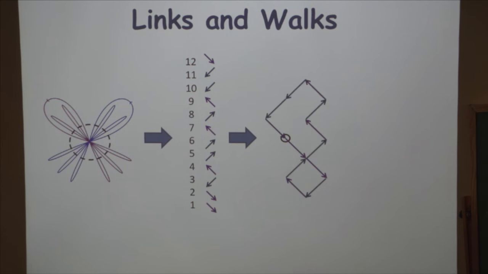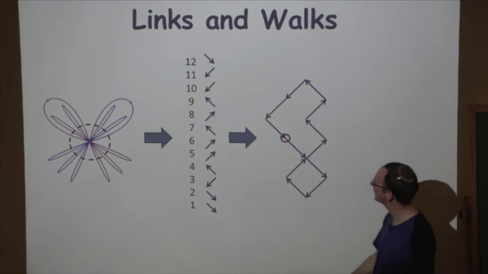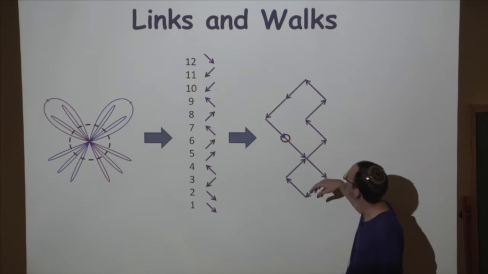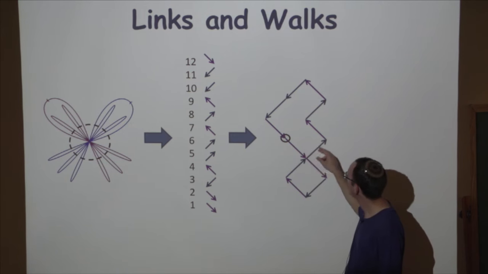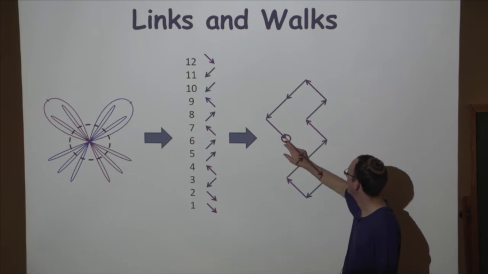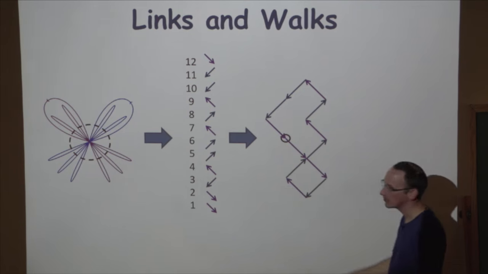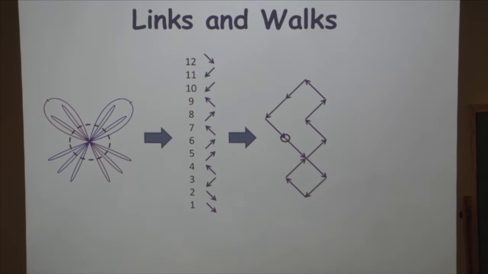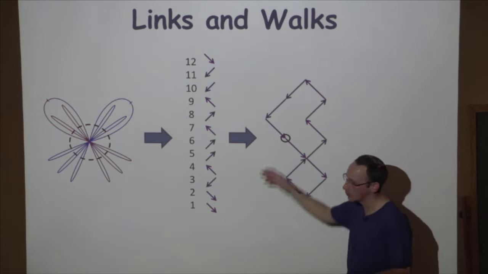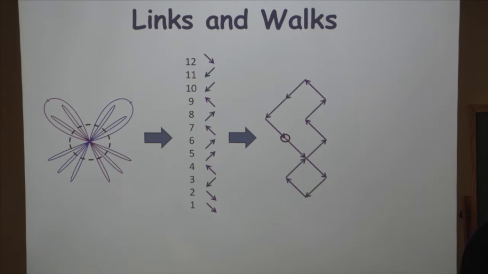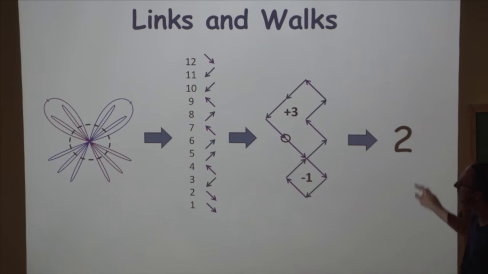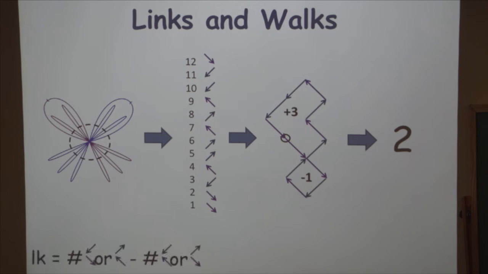Okay, anyway, after we are done with this walk, we are bound to get to our starting point where we started. So we get a random closed walk, and we can ask what is its area, and it turns out that its area is exactly the linking number. Why is that? So let's see.